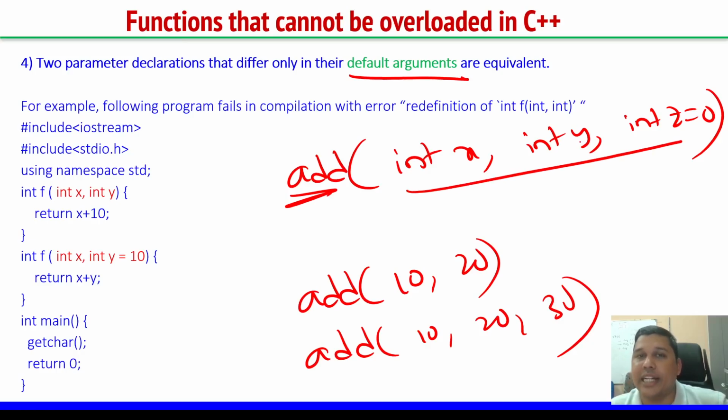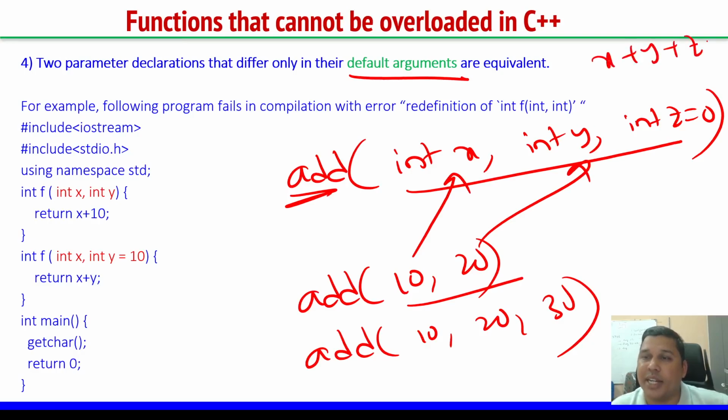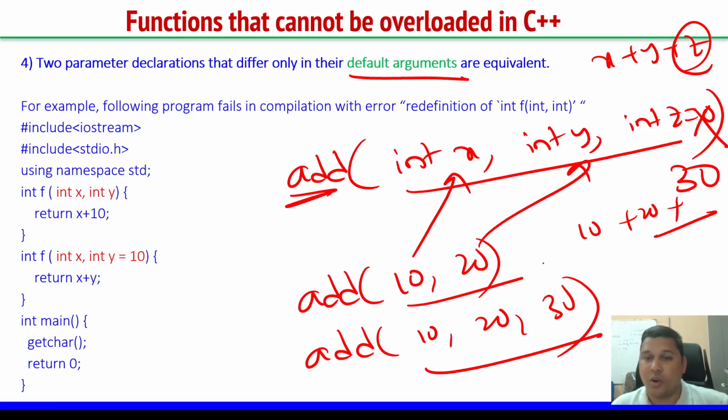Add int x, int y, z equal to 0. With add 10, 20, 10 will go into x and 20 will go into y. It will add x plus y plus z, where z is 0. When you give 10, 20, 30, this 0 is replaced with 30, so it will add 10 plus 20 plus 30. Okay, so we have seen default arguments.